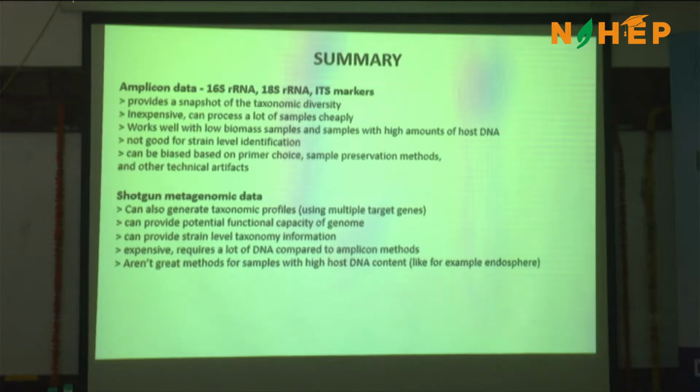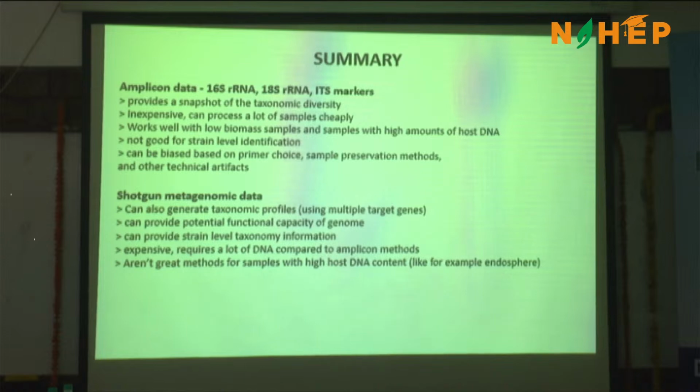Shotgun metagenomics. So shotgun metagenomics can generate taxonomy. You can generate taxonomic profiles, not only using the 16S from the metagenome, but also using other housekeeping genes that are conserved. This is an advantage of doing metagenomics. You can get not only the taxonomic profile, you also get the functional profile. This can go a bit further, and then you can get strain-specific taxonomy.